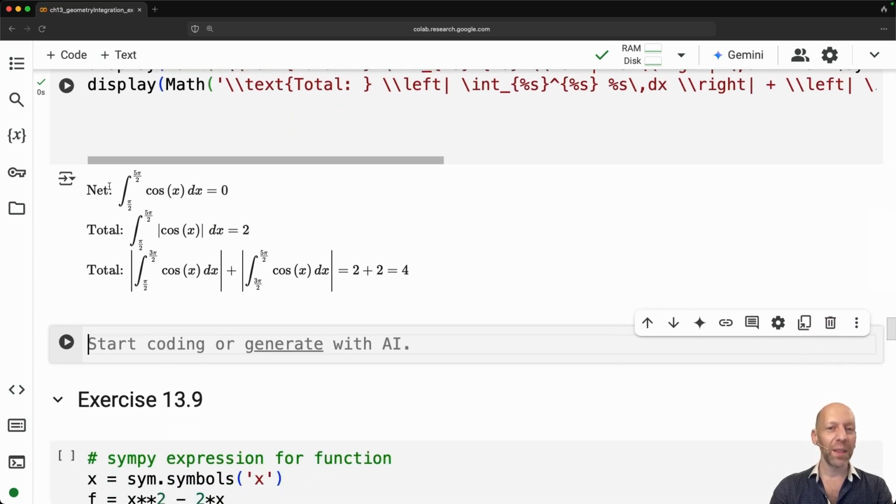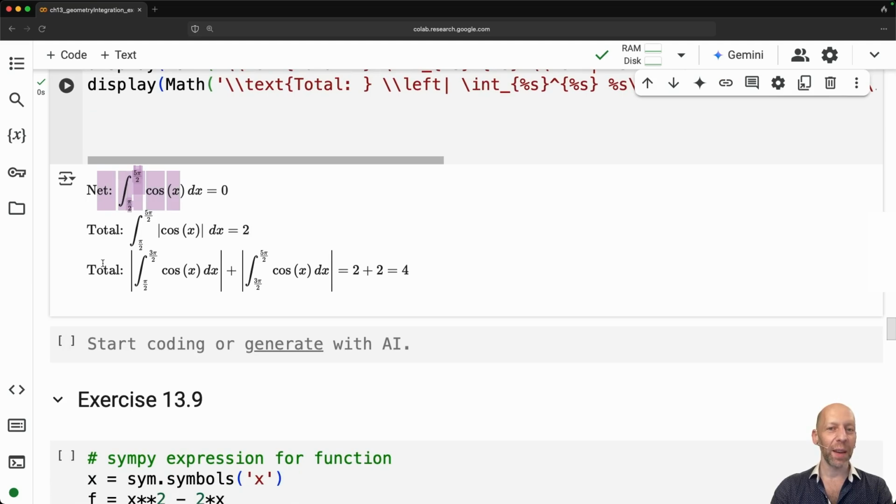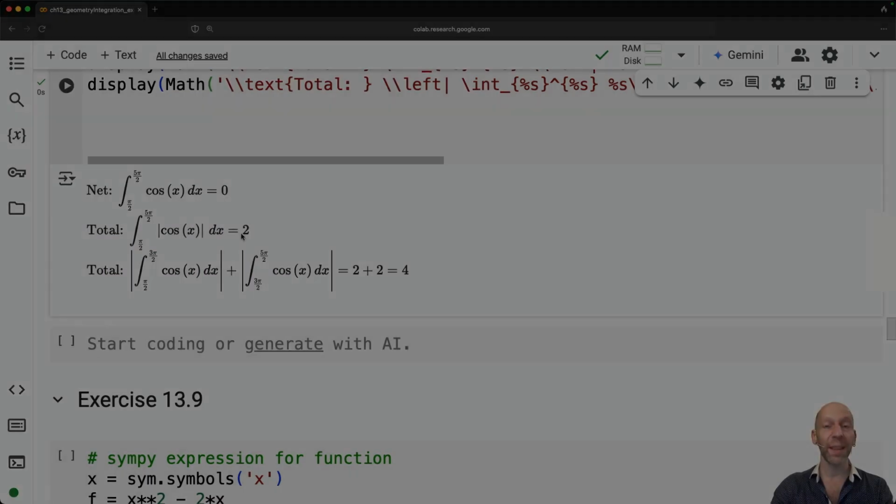Again, this is correct. The net calculation is correct. This total calculation is correct by splitting. SymPy struggles to accurately integrate this composite function, and therefore gives us an incorrect result.